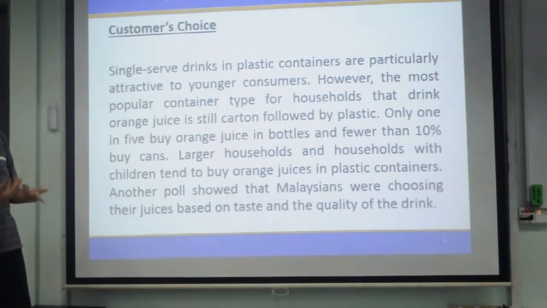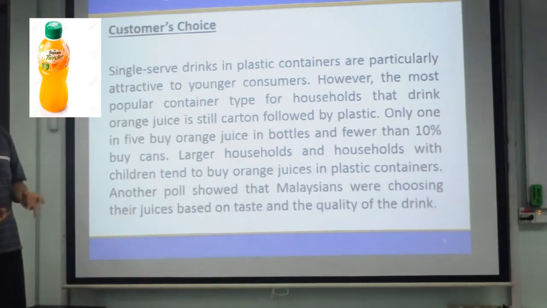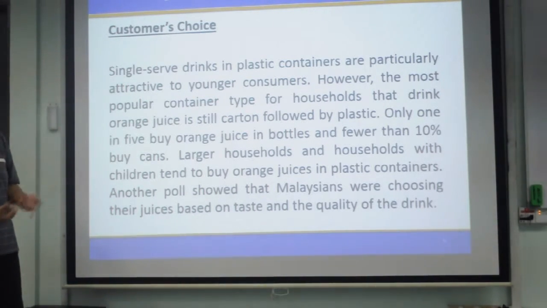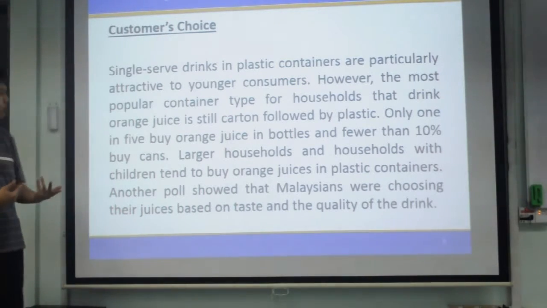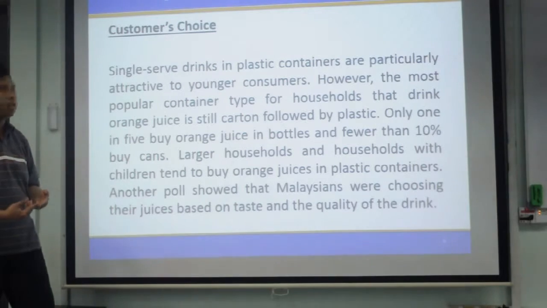The second part is the customer's choice. Basically, single-serve drinks in plastic containers are particularly attractive to younger customers. However, the most popular container type for households that drink orange juice is still carton, followed by plastic. Only 1 in 5 would buy orange juice in bottles, and fewer than 10% will buy in cans. Larger households and households with children tend to buy orange juice in plastic containers. And another poll also showed that Malaysians choose their juices based on taste and the quality of the drink.